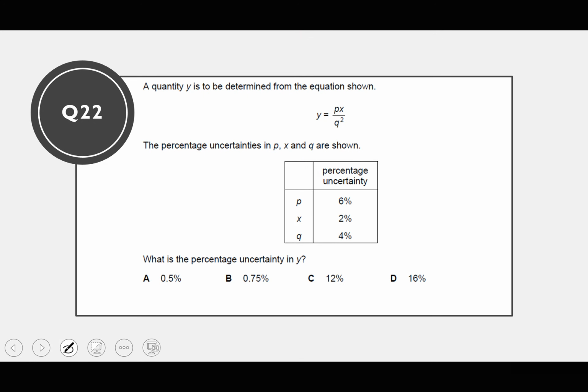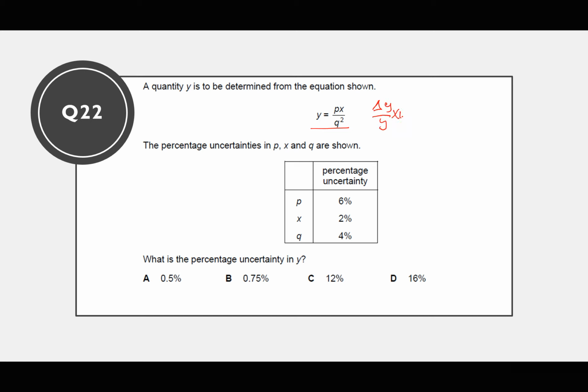Question number 22. A quantity y is to be calculated from this expression. The percentage uncertainties in P, X, and Q are shown. What is the percentage uncertainty in y? Because of multiplication, because of division, because of a square, we add either the percentage or fraction uncertainties. So fraction uncertainty in y will be given like that.